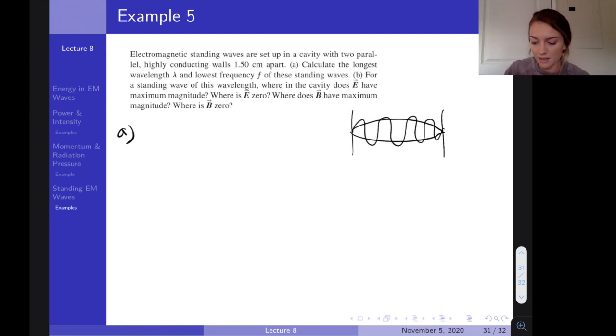So that means that the length of our cavity is just 1/2 the wavelength, which means that the wavelength is just 2 times the length. And here the length is 1.5 centimeters, so that will get us a 3 centimeter wavelength. So that's like a microwave.